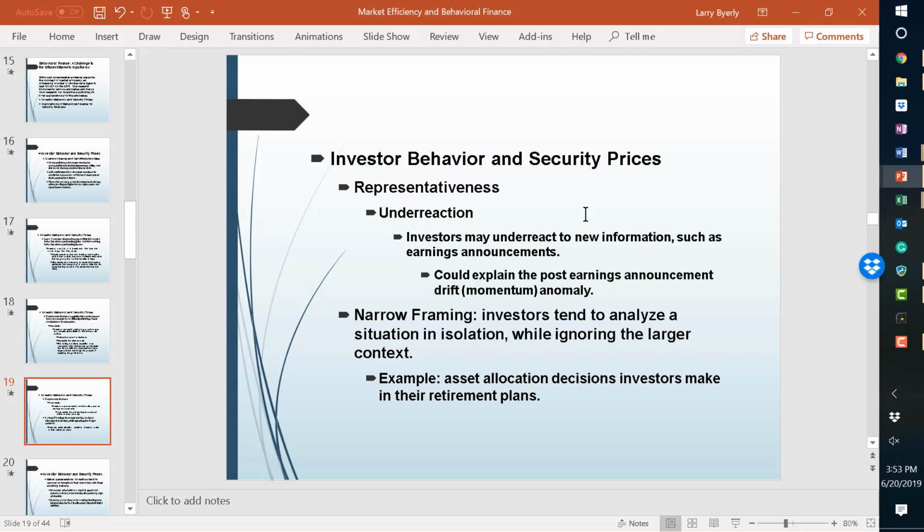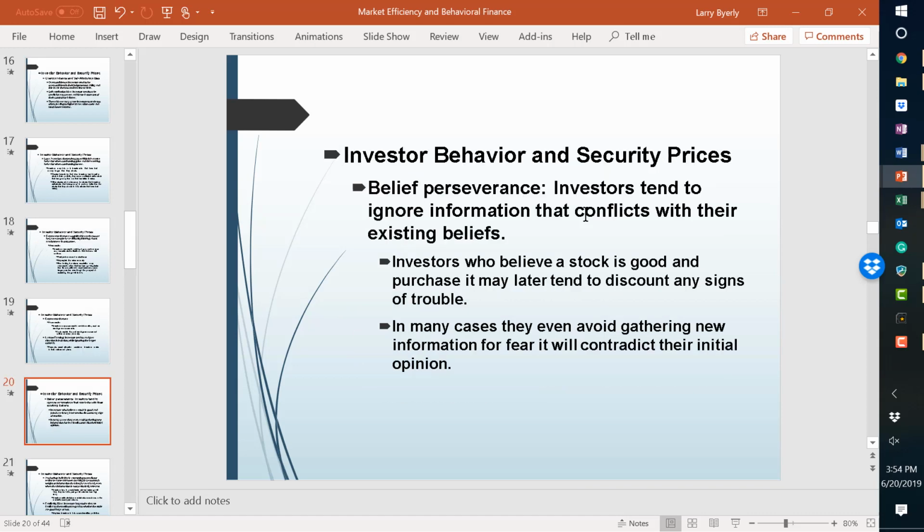Narrow framing basically says we tend to analyze a situation in isolation. That is, we just look at a small window. We don't look at the big picture. And this can happen when we're thinking about retirement planning and the risk, etc., that is associated with making allocation changes with retirement.